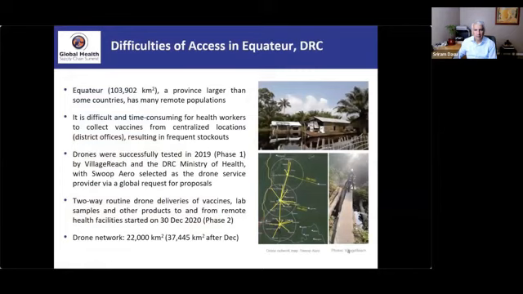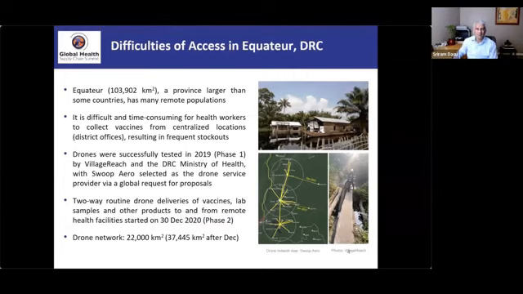Equator Province, one of the 26 provinces of the DRC, is larger than many countries. It's, for example, 4 times larger than Rwanda and has many remote populations. Health workers experience difficulties and spend many hours to collect vaccines from centralized locations. Thus, stockouts are very frequent.